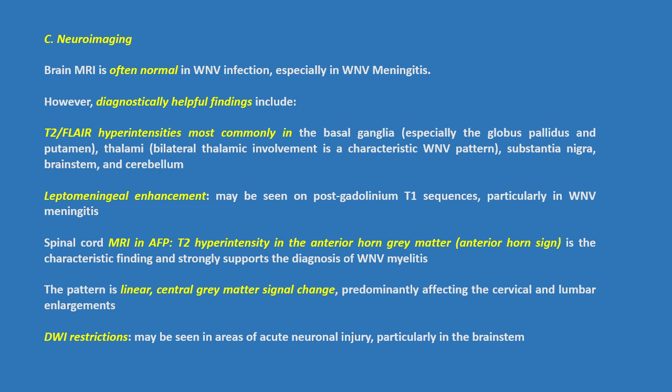Spinal cord MRI in acute flaccid paralysis shows T2 hyperintensity in the anterior horn gray matter, also known as the anterior horn sign. The pattern is linear, central gray matter change, predominantly affecting the cervical and lumbar enlargements. DWI restrictions may be seen in areas of acute neuronal injury, especially in the brainstem.